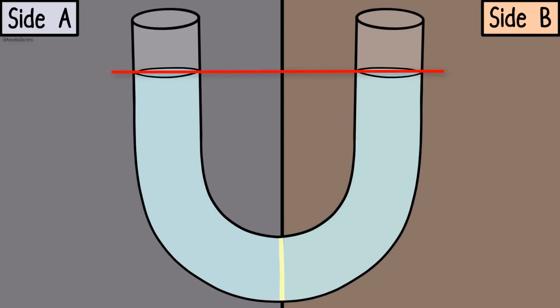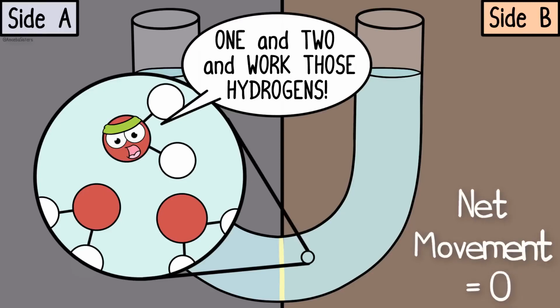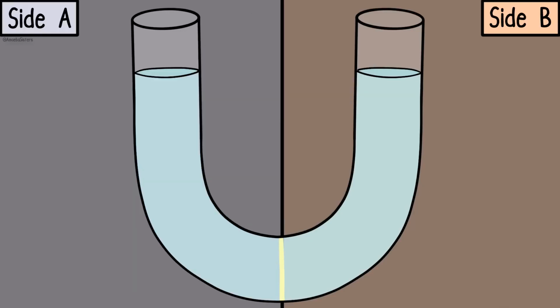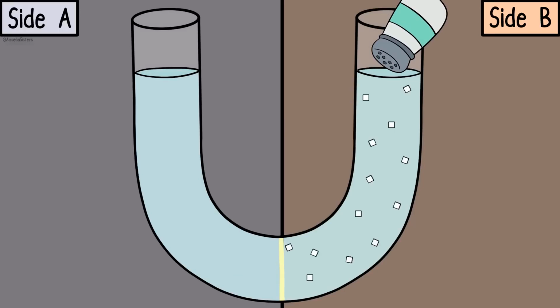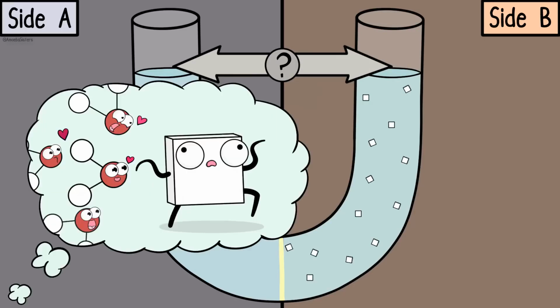That doesn't mean that the water molecules aren't moving. Water molecules like to move, but the net movement across the two sides is zero. That means the overall change in direction of movement is zero. Now, let's imagine on side B, you dump a huge amount of salt there. So which direction will the water initially move towards? A or B? Think about what we mentioned with osmosis.